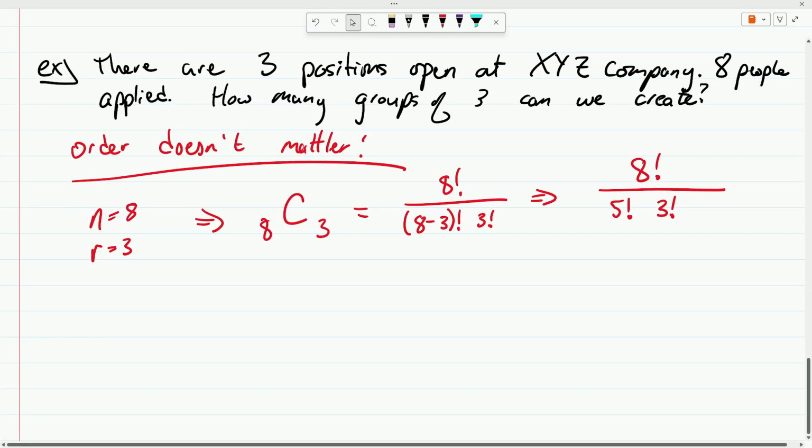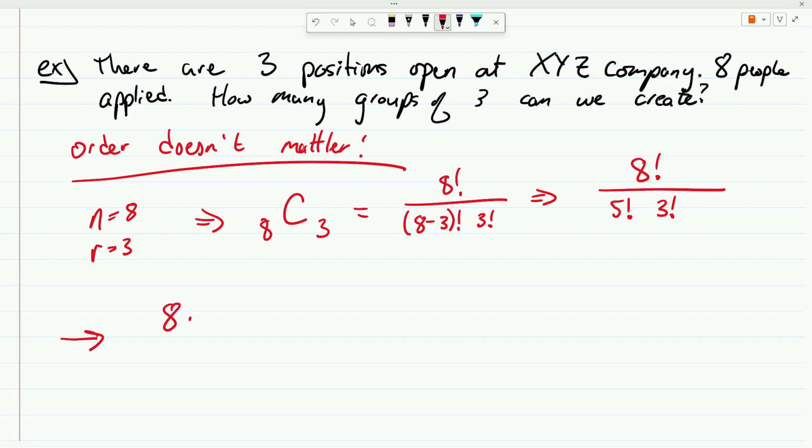Now, if you're doing this by hand, you can save yourself a little bit of the headache by understanding how factorials work.